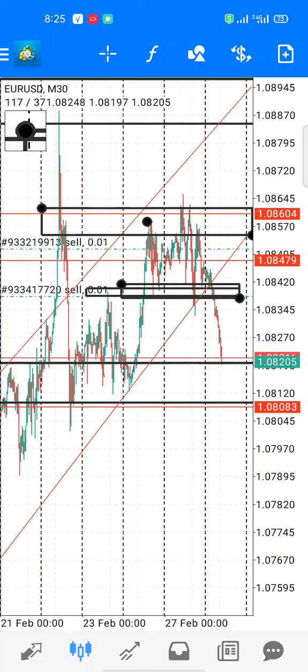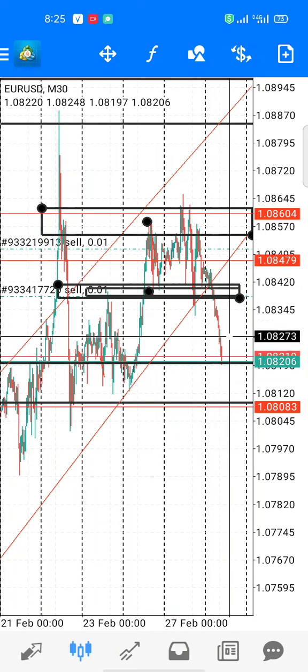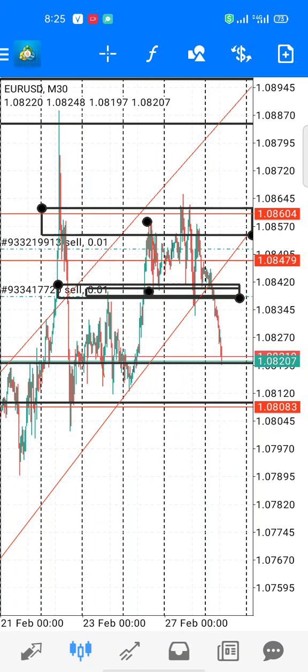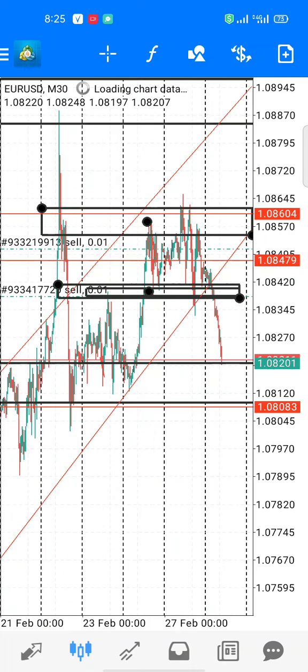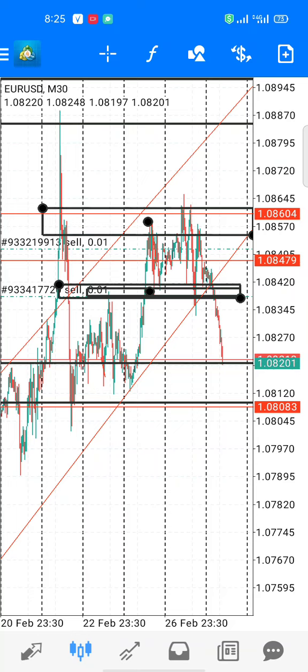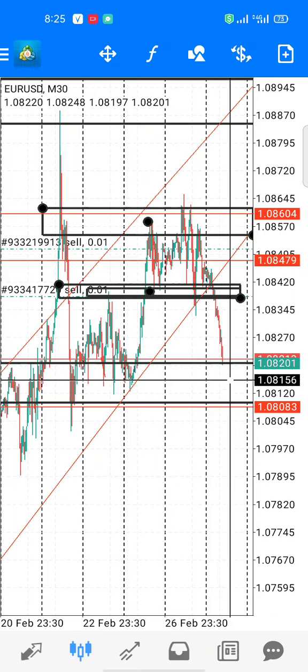When the market failed to break this zone, then I took the second trade. When the market broke the zone, I took the second trade. And I will take the third trade when the market breaks this zone. As you're watching the video, you see how the market breaks the zone, how I take the trade, and how we're making profits as I'm taking this trade.